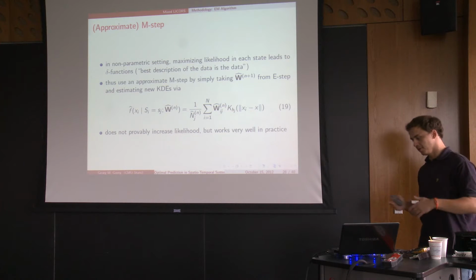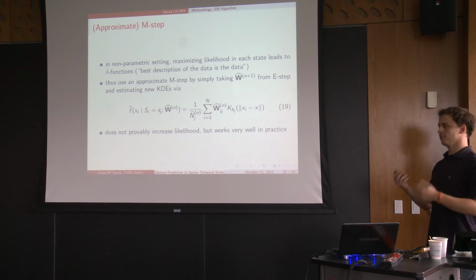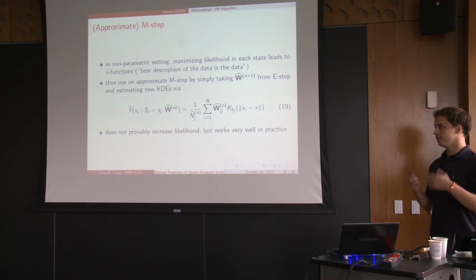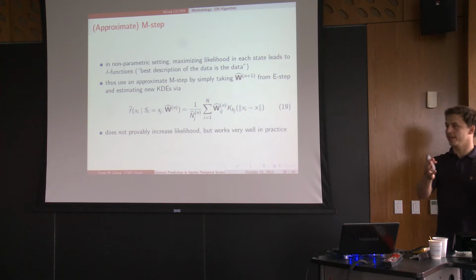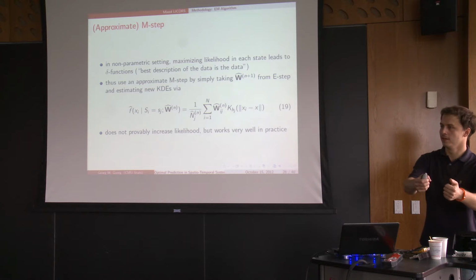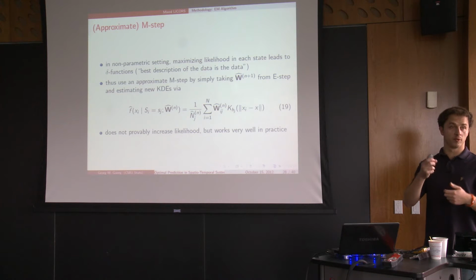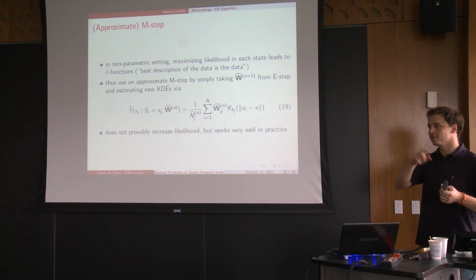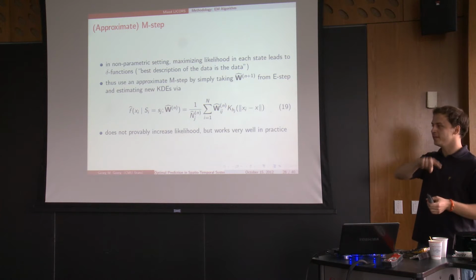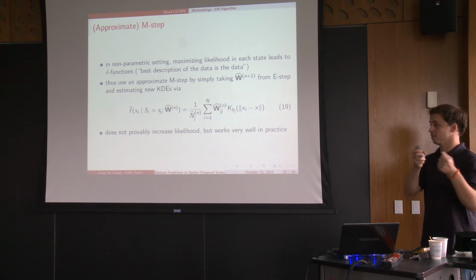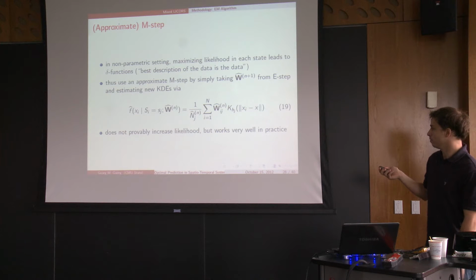In the M step, because it's nonparametric, you can't really maximize the likelihood because you would end up with these delta functions at each point. So what they typically do is they say, well, in the E step, we got an estimate for the weights. So just use those weights for the kernel density estimate and plug it back in. That will not necessarily increase the likelihood. There's no proof that this increases the likelihood. But if you look at the trace plots, you get the usual increase and a little bit wiggly maybe, just because the kernel density estimate doesn't maximize the likelihood. But it works really well in practice.